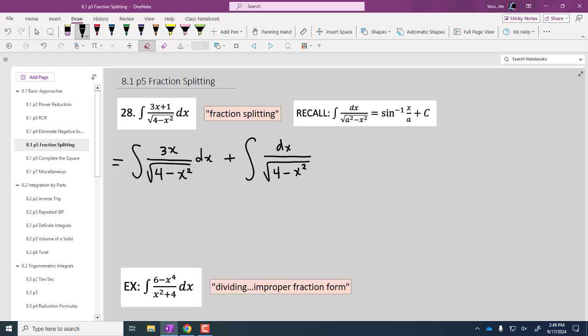Now, the integral on the right, we see this difference of squares tucked inside this root. And whenever we see a difference of squares, we should be thinking inverse trig functions. And we're going to see a lot of that later.